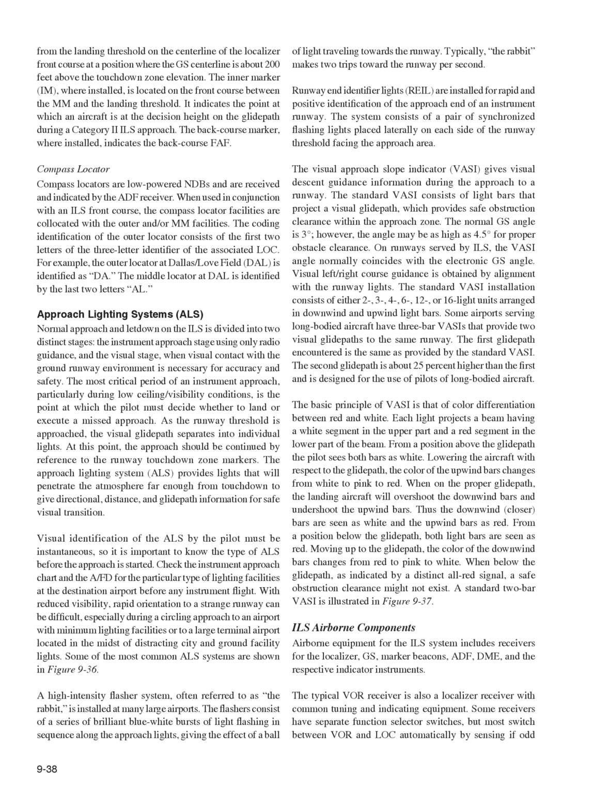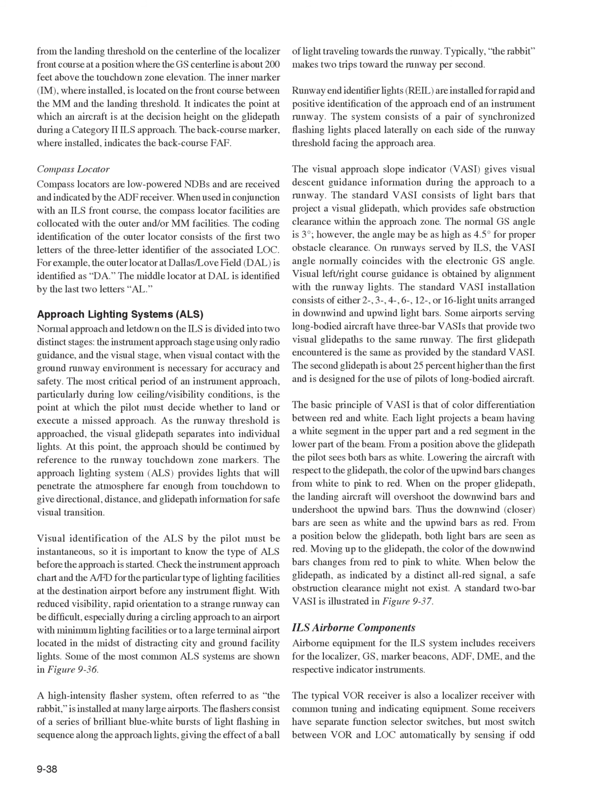Approach lighting systems, ALS. Normal approach and letdown on the ILS is divided into two distinct stages: the instrument approach stage using only radio guidance, and the visual stage, when visual contact with the ground runway environment is necessary for accuracy and safety. The most critical period of an instrument approach, particularly during low ceiling/visibility conditions, is the point at which the pilot must decide whether to land or execute a missed approach. As the runway threshold is approached, the visual glide path separates into individual lights. At this point, the approach should be continued by reference to the runway touchdown zone markers.